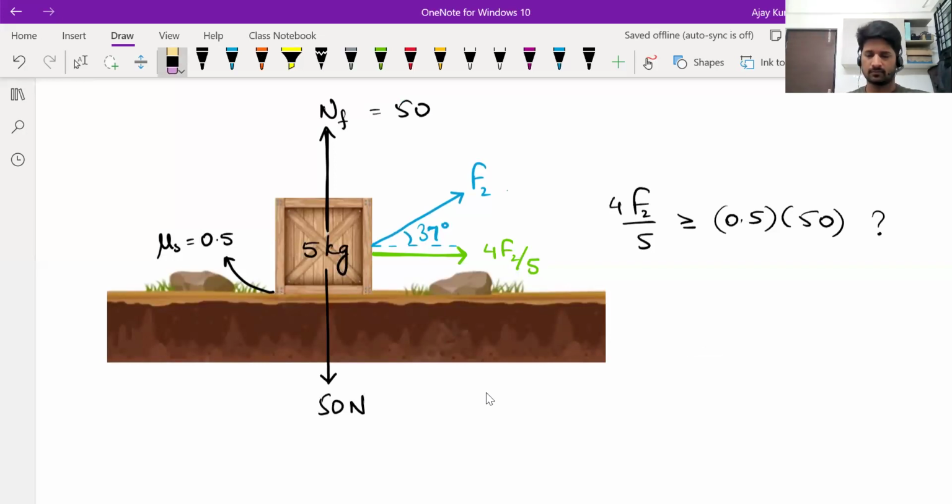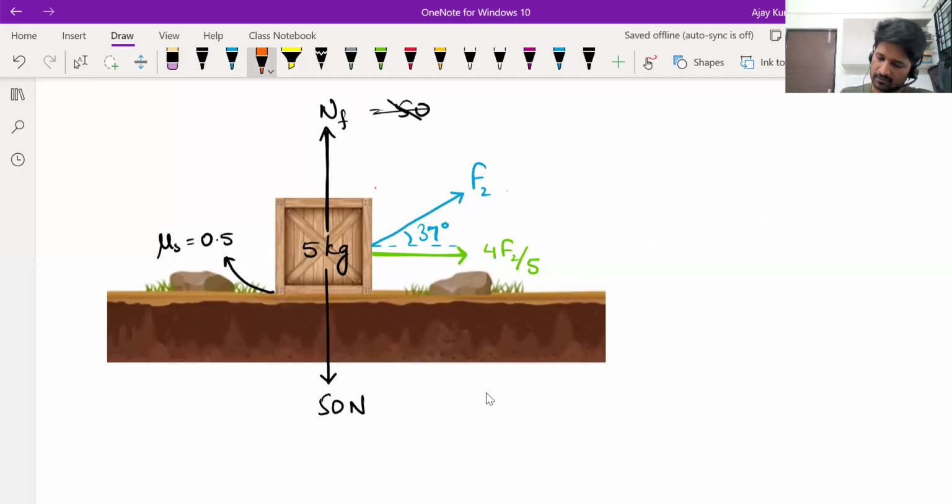You should also consider the vertical component of F2. In this case, normal force will not be 50 newtons. Why will it not be 50? Normal force acts to prevent the block from going down. You should first see what other forces are there in the vertical direction. F2 now has a vertical component here. It will be F2 sine 37. Sine 37 is 3 by 5. So this becomes 3F2 divided by 5.